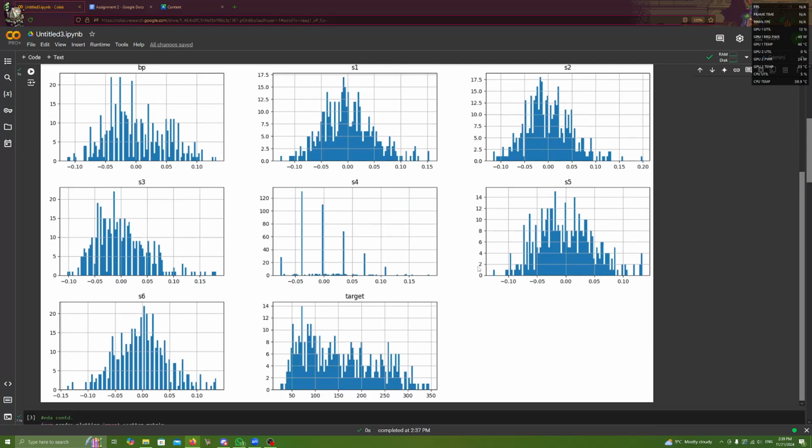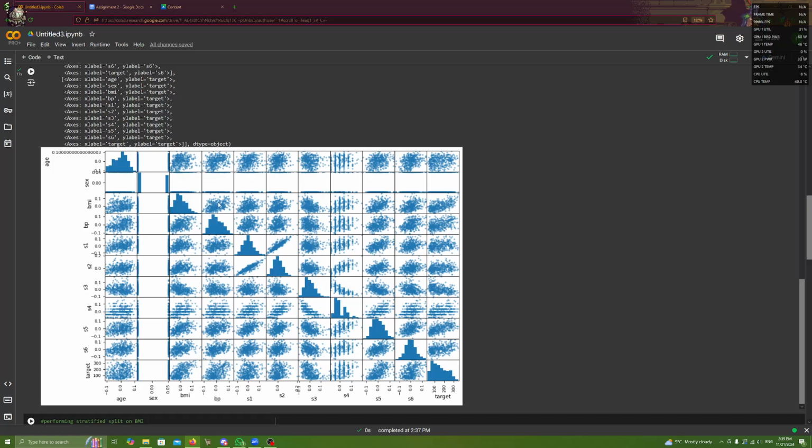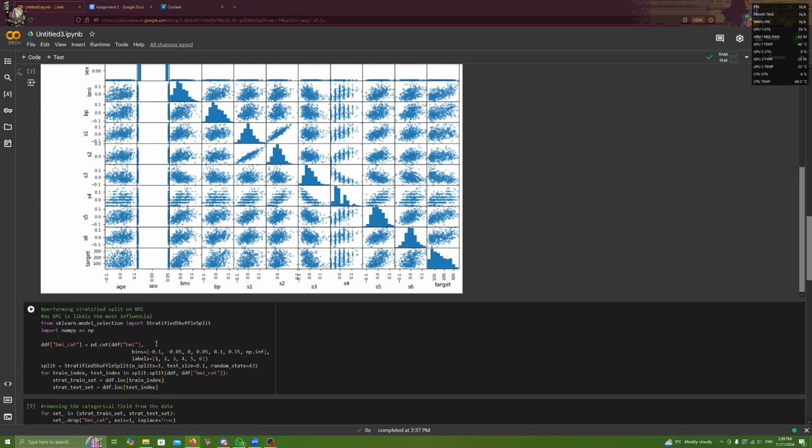We can also graph these histograms of the data to see their distribution. Next, what I did is I made a scatter matrix of the correlation between each column to see which variable is most highly correlated with target. And from what it seems, it is BMI. So that's what I chose to split the data on, right? I'm using stratified shuffle split, and it's going to preserve the same proportion of these different BMI buckets in the training set and the testing set.